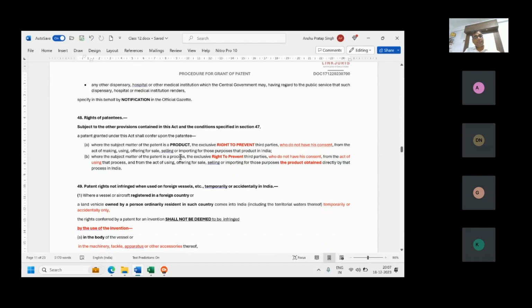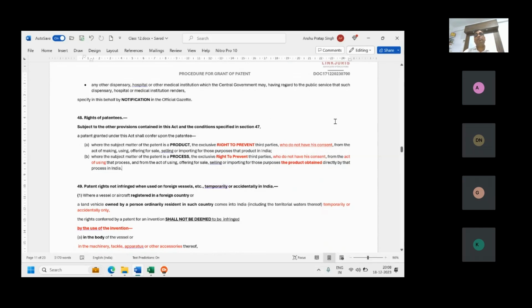If it is a process, same thing. You do not have consent for the act of using that process, and for the act of using, offering for sale, selling, or importing the product obtained by that process. First, you cannot use the process, and the product which has been obtained from that process can also not be used, sold, offered for sale, or imported. Okay, so this is the slight difference between process and product.